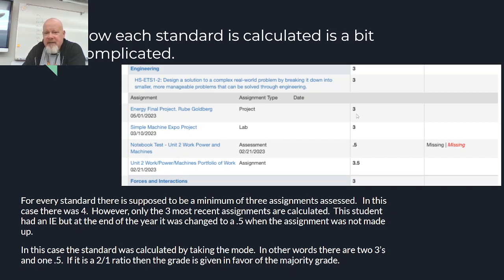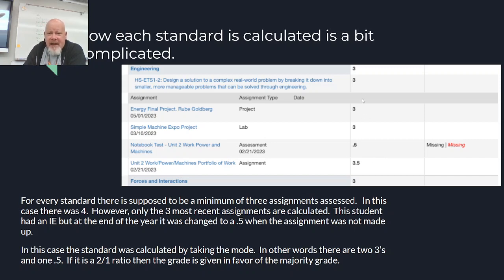In this case, what it does is it takes a mode. This person got a 3, and because they didn't turn in an assignment, it looks like the student didn't take a notebook test, and because they didn't take that notebook test, it comes off as missing. It was entered as an IE, but at the end of the year, IEs have to turn into 0.5s, which means no credit.